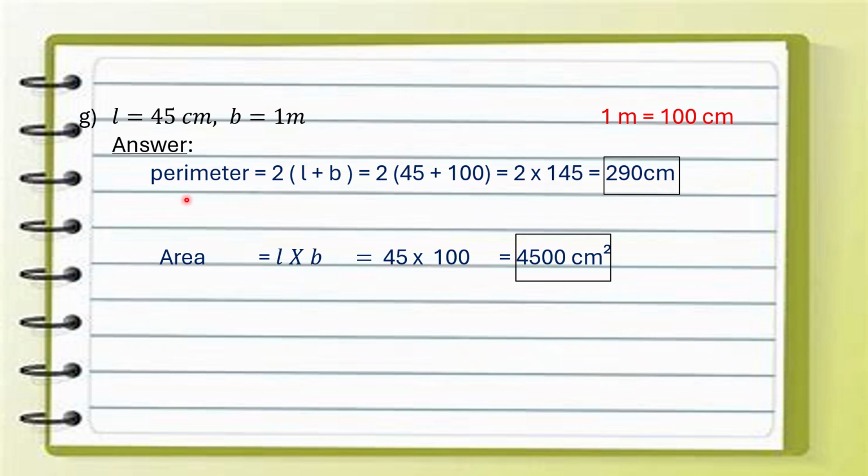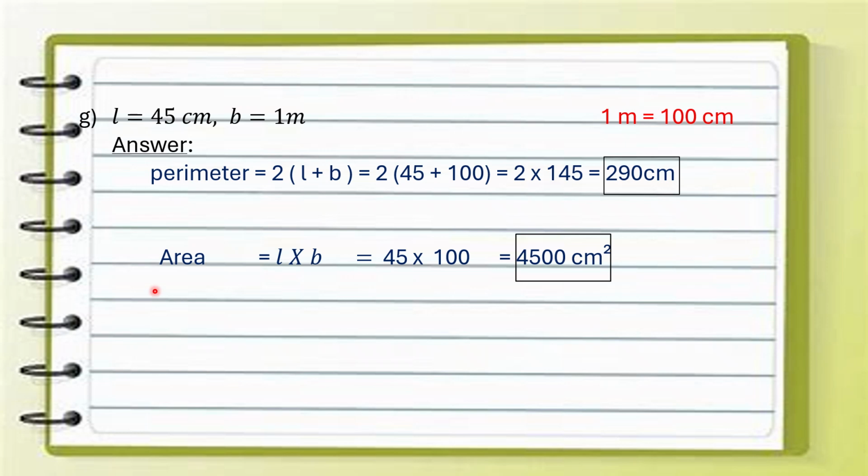Let's come to the sum now. What we have to calculate first? That is perimeter. Perimeter of a rectangle. What is that formula? 2 of L plus B. Okay, so what we have to do? We should substitute the values of L and B. Okay, so 2 of 45 plus, so what is our B? That is 100 centimeter. Okay, so 1 meter equals 100 centimeter. So what is our B? That is 100. So 45 plus 100 is 145. So 2 into 145 is 290 centimeter.